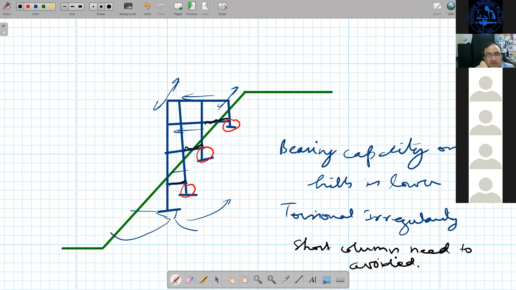Otherwise, we have seen that if we follow the codes, we get quite reasonable performance even in case of these buildings also, if we can take care of these irregularities, if the irregularities are within control. Okay. Any other question regarding hill buildings or otherwise?